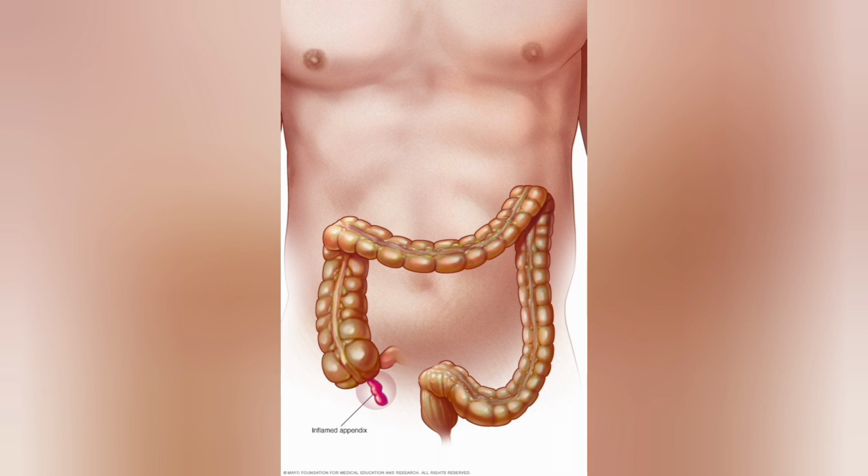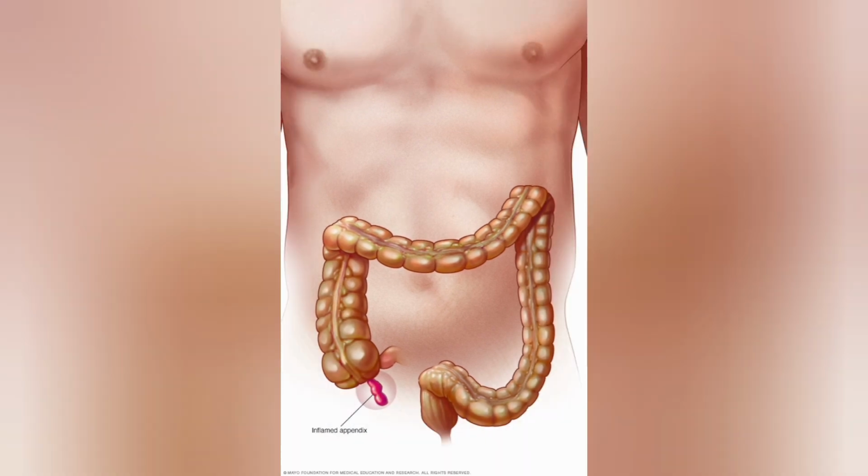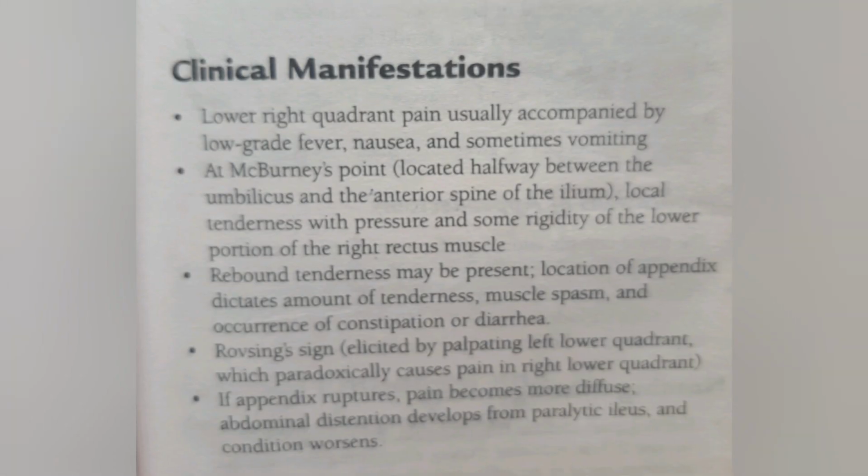Okay, understand, males are affected more than females, and teenagers more frequently than adults. The highest incidence is in those between the ages of 10 and 30 years. Okay, in this case, inflammation of the appendix is there. I hope you all understand the definition of appendicitis.